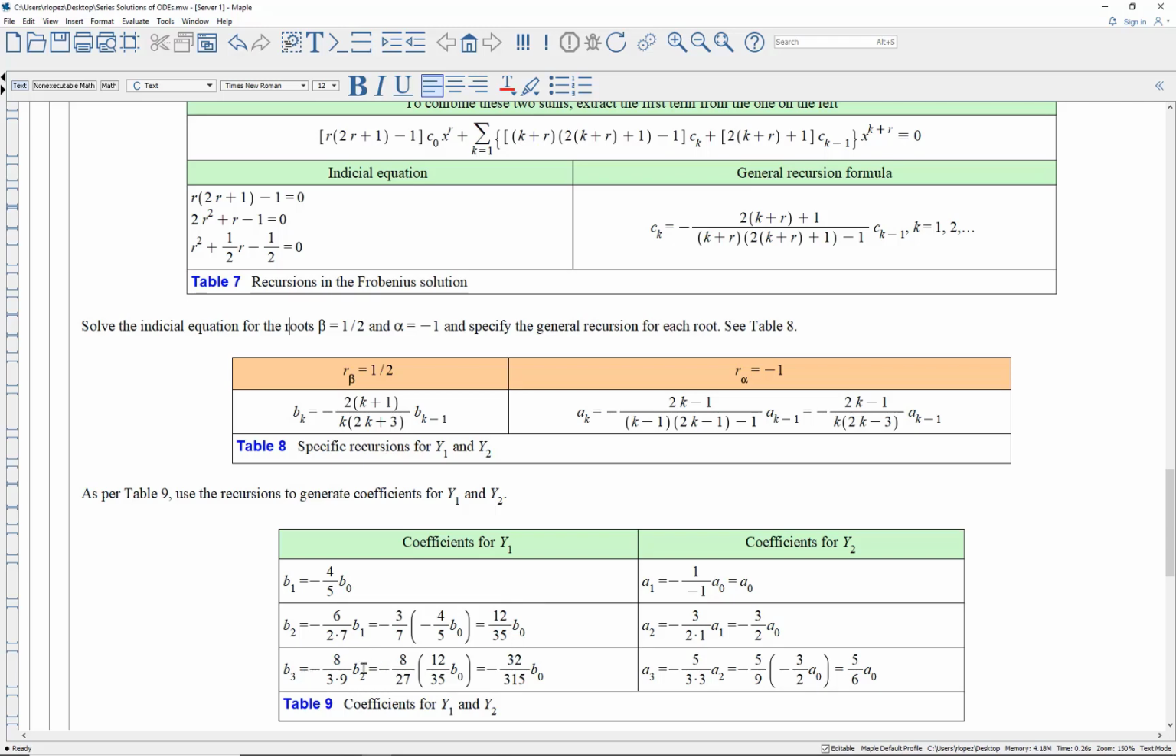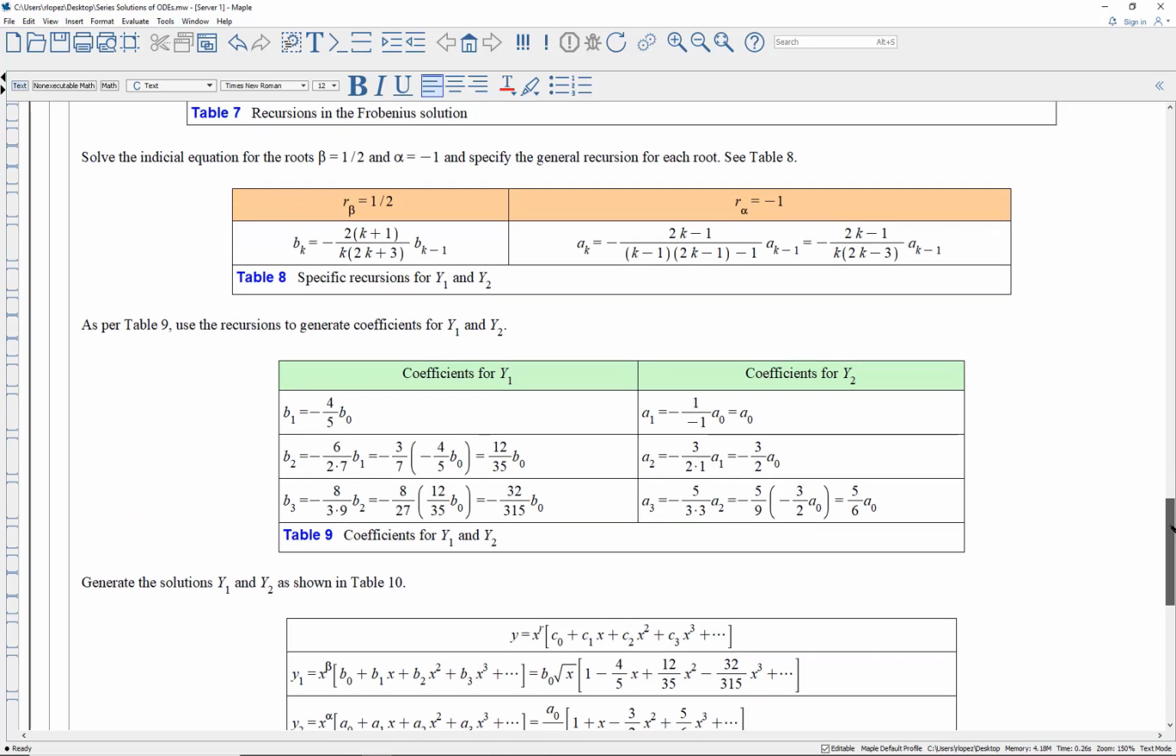b3, which is a multiple of b2, but b2 we've expressed as a multiple of b0, so you'll have this. And similarly here in the other recursion, a1 is a multiple of a0, a2 is a multiple of a1, but a1 is a multiple of a0, you have this. And a3 is a multiple of a2, but a2 is a multiple of a0, so we have this. So with these two recursions, we are generating the coefficients of two series.